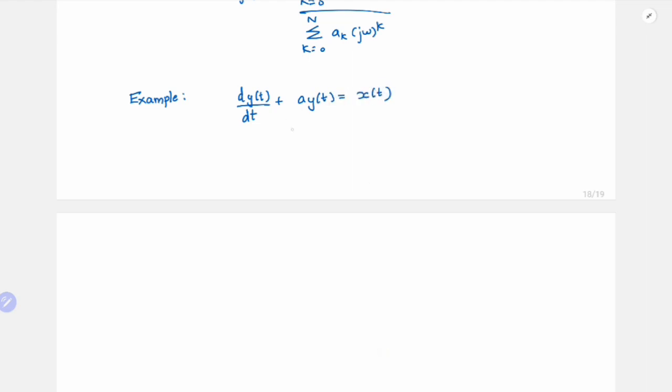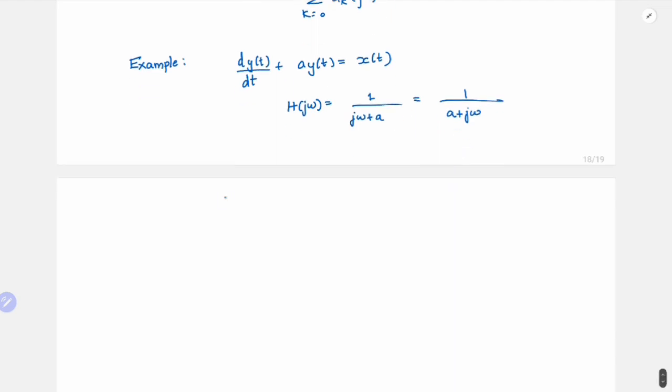So what will be my H of j omega? It will be 1 by (j omega plus a). This is nothing but 1 by (a plus j omega). So this I already know, right? So this is nothing but h of t is nothing but e power minus at u of t for a greater than 0. So this way I will be easily able to find my impulse response also.